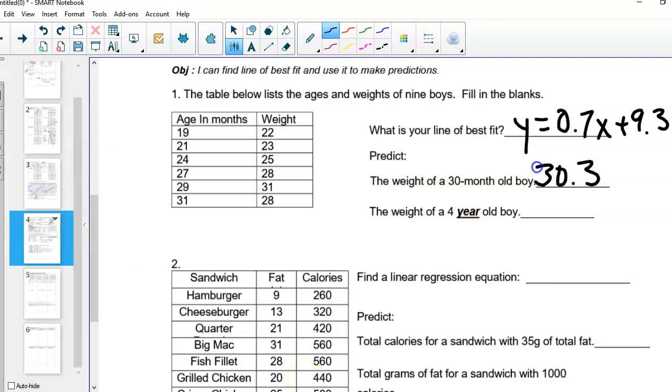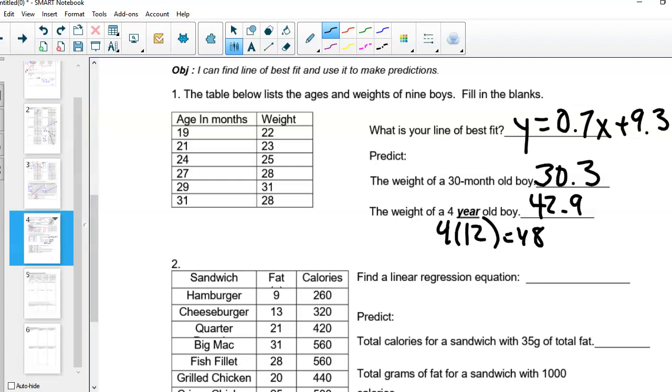Did you do 12 times 4? Yes, to get your number you would do 4 times 12, which is 48. So you would put 48 back into your table to find the next one. 42.9. Wait, why are we multiplying by 12? Because this one says a 4-year-old boy, and it needs to be in months.